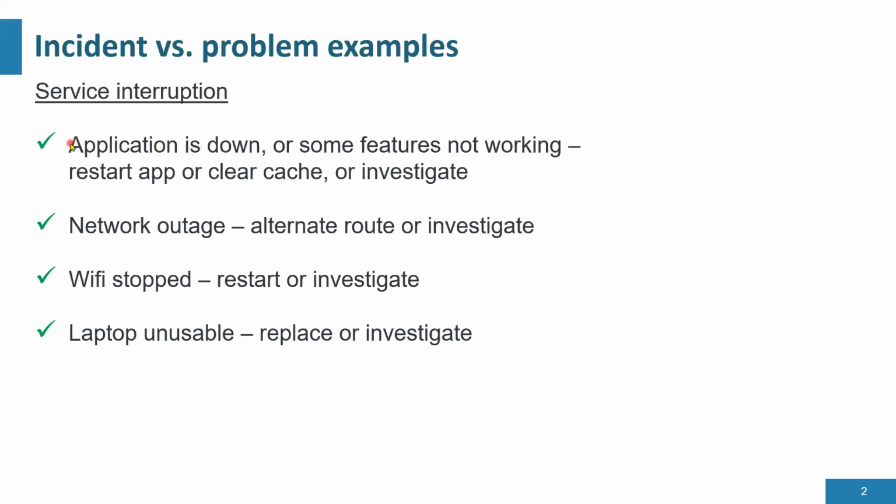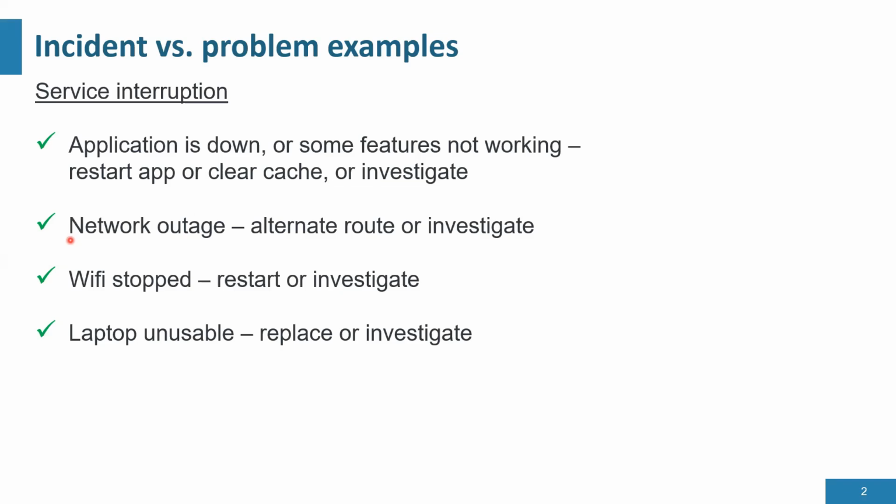So we have here some examples of incident versus problem. An application is down, some features are not working, so it's a service degradation or interruption. It's possible to restart the application or clear cache. Those would be incident reactions. But if investigation needs to be done, then it goes into problem management to find out the cause of the incident and to deeply understand it and then come out with a proper solution for it. Now, it's possible that some incidents may not even have a workaround, and then problem management will be needed for that. Network outage, another example.